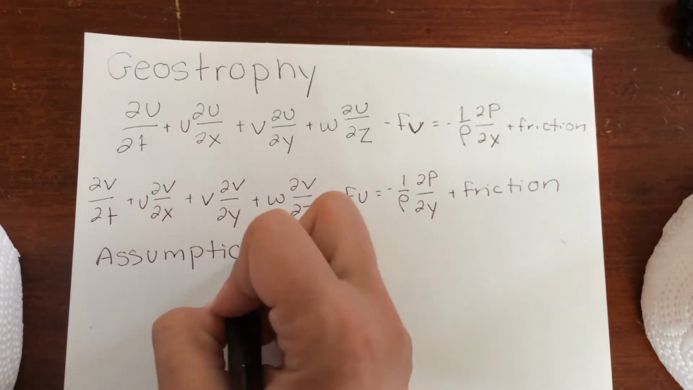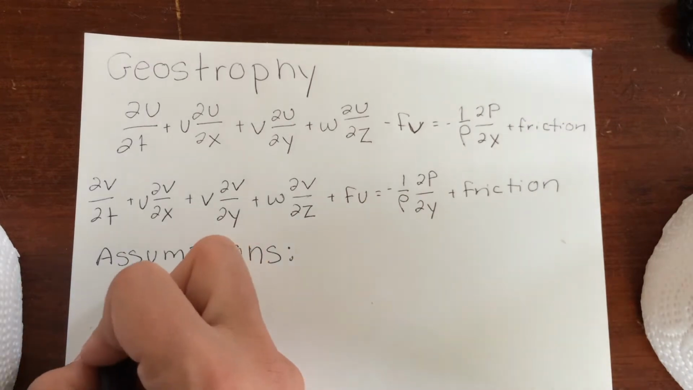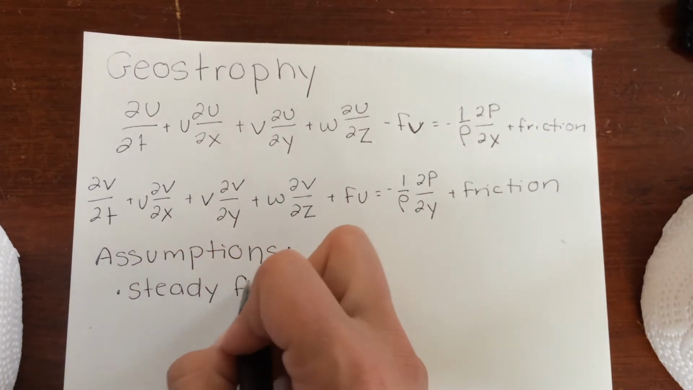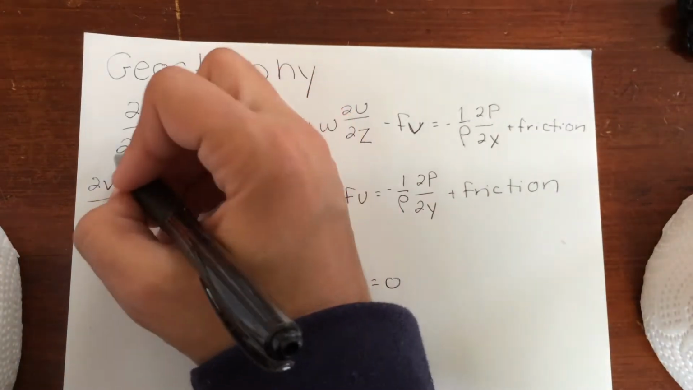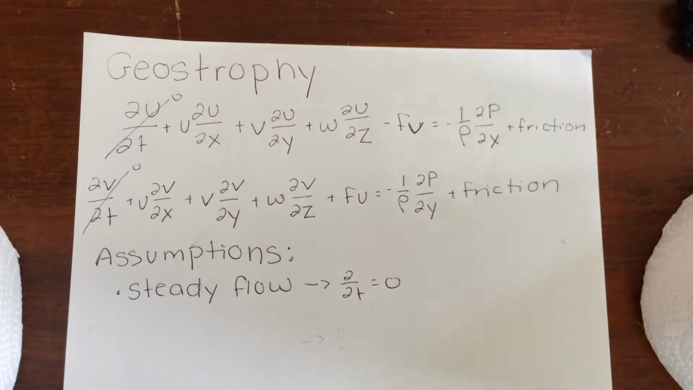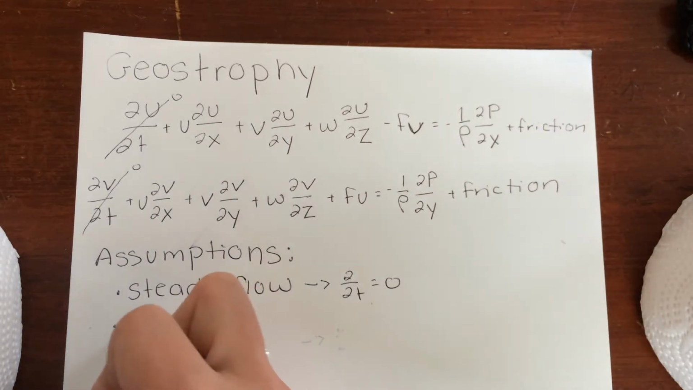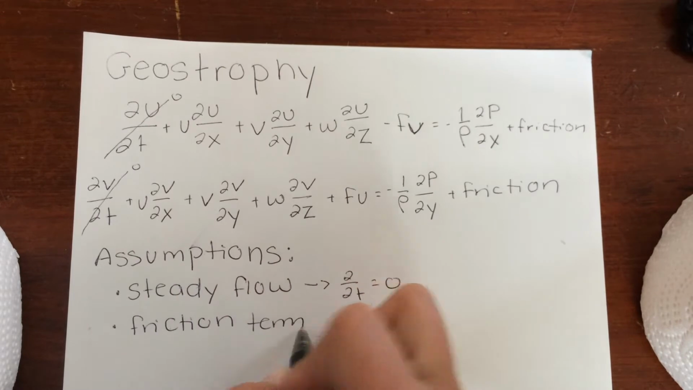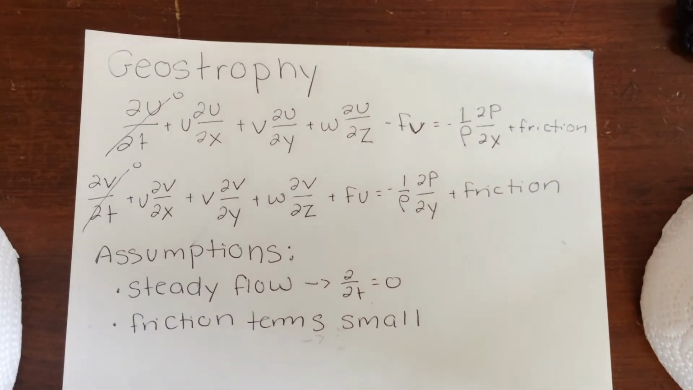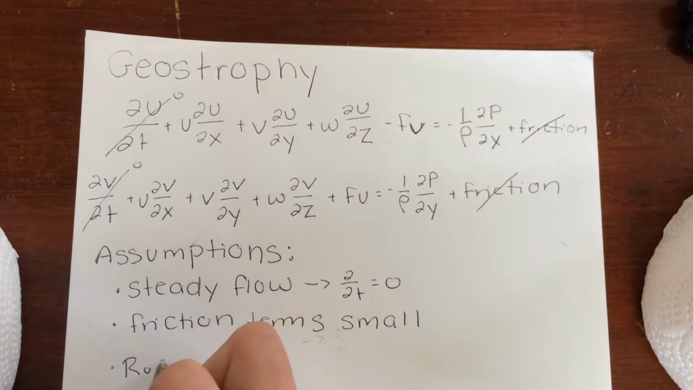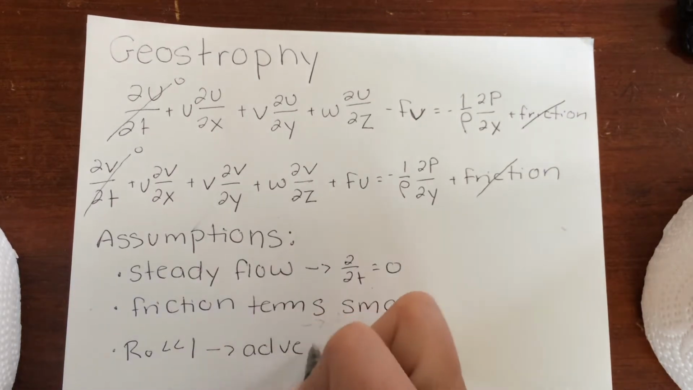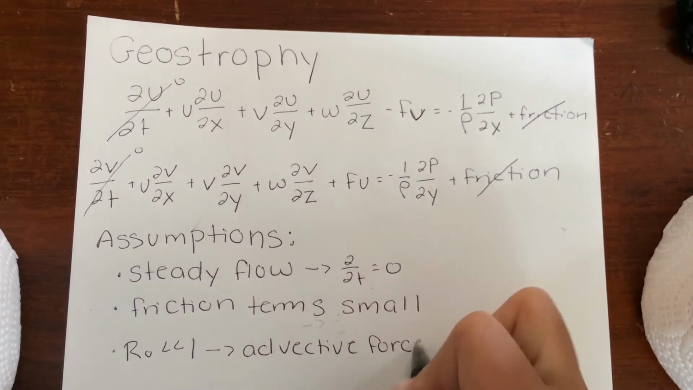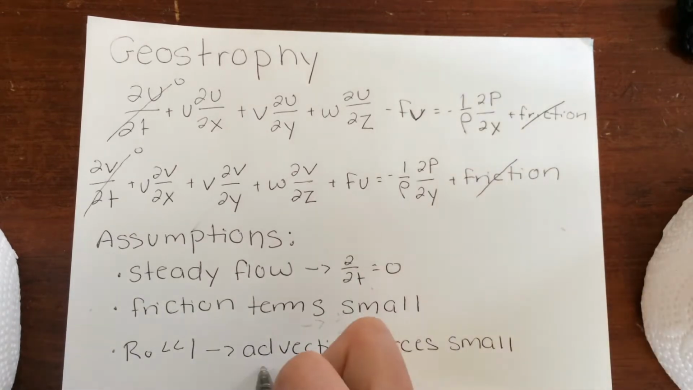Our assumptions for geostrophic motion are as follows. First, we have a steady flow, simply meaning that fluid properties are constant in time, so we can assume any partial derivative with respect to time is equal to 0. Our second assumption is that friction terms are small and can also be neglected. The final assumption for geostrophic motion is that our Rossby number is much less than 1, meaning that the effective rotation is much larger than our effective forces, so we can neglect the effective forces as well.